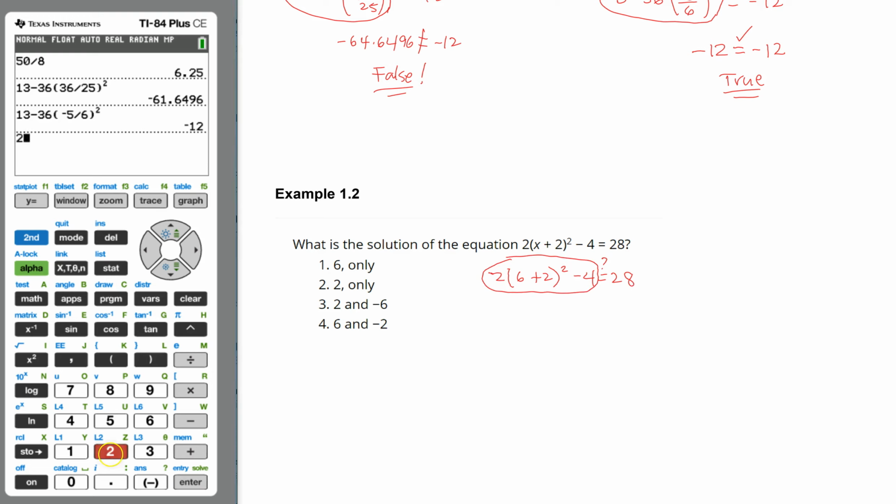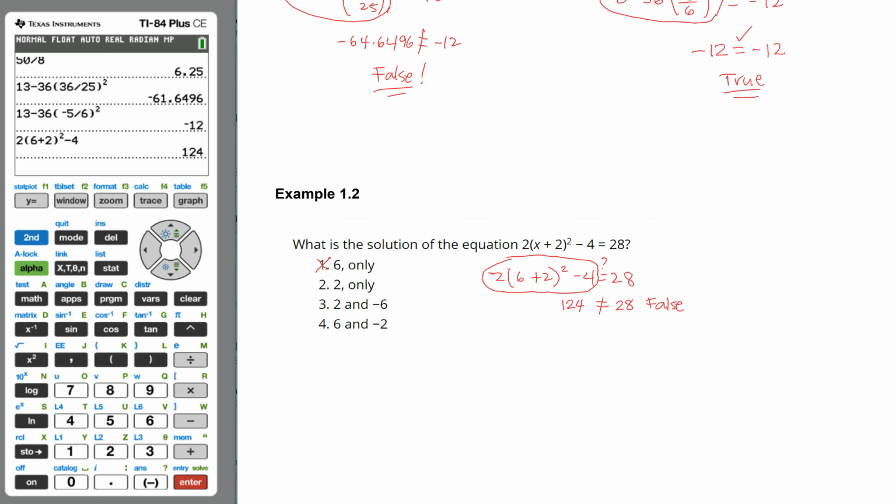So we have here 2 times 6 plus 2 squared minus 4, and this one, okay, I have a mistake here. So this is 2 times 6 plus 2, then squared, minus 4, press enter. And this one gives you 124, which is actually not equal to 28. So this one is false, which means that 6 is not the solution.